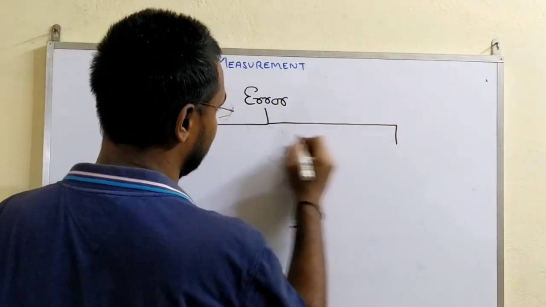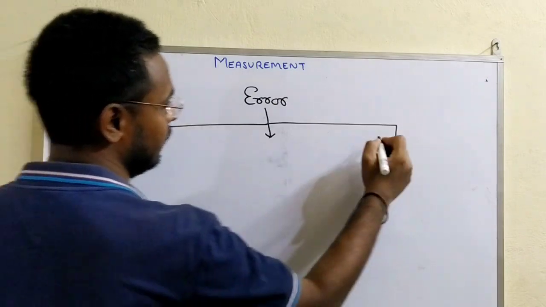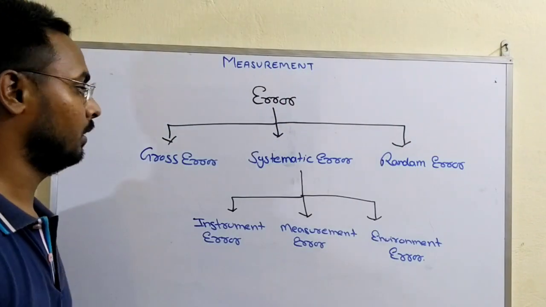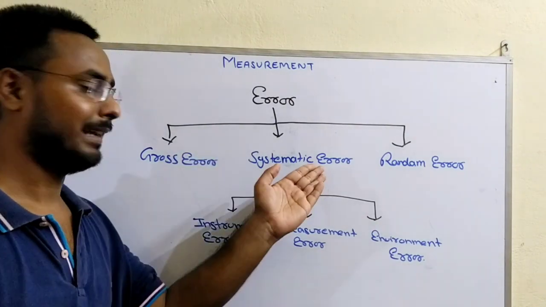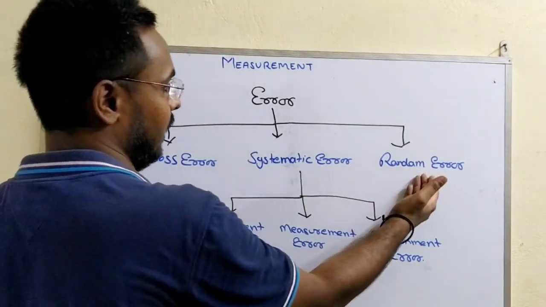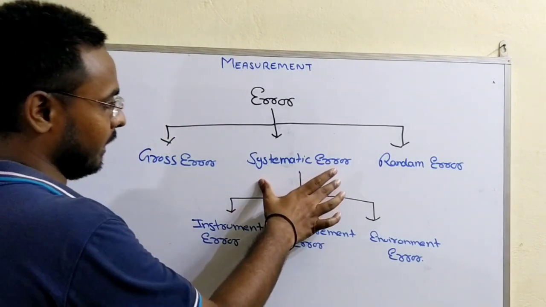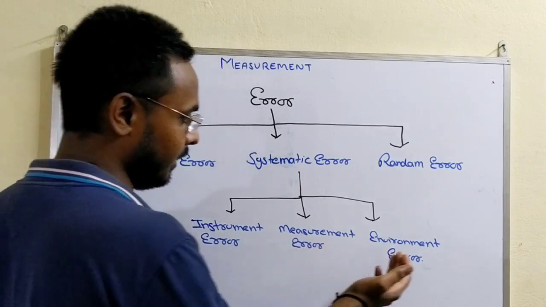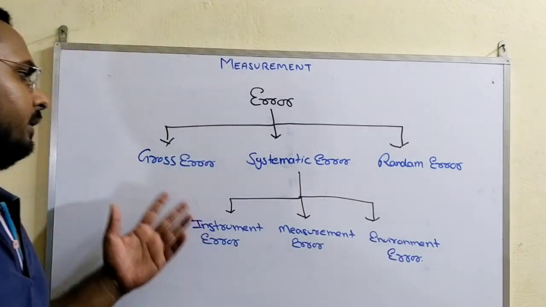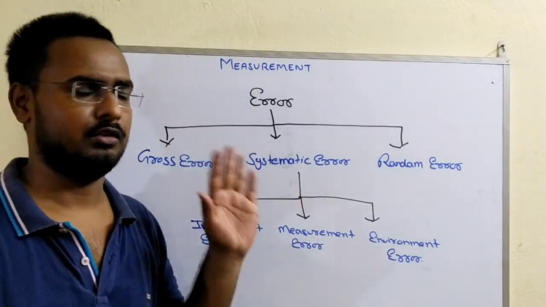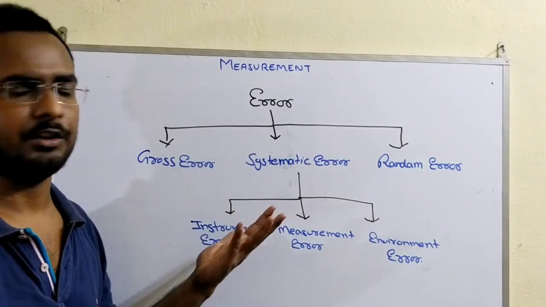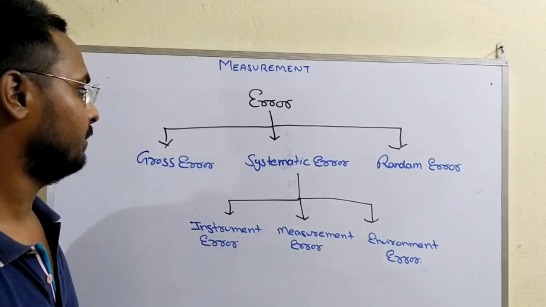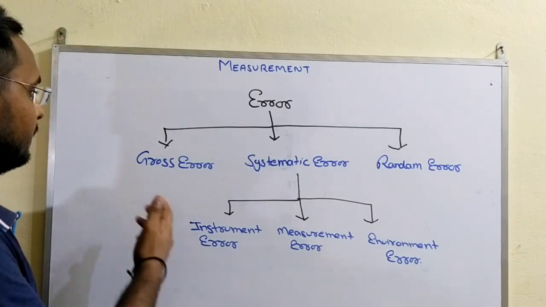Now, from a theoretical point of view, error can be divided into 3 types. The first is gross error, the second is systematic error, and the other one is random error. Systematic error is again divided into 3 types: instrument error, measurement error, and environment error. This is for your knowledge only. This is not asked in any examination, but it is in the syllabus, so let us discuss one by one.